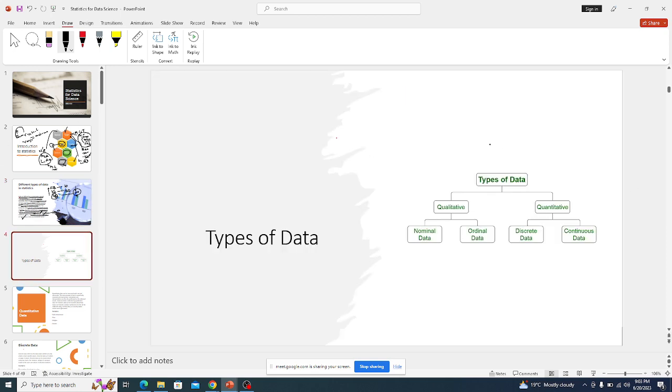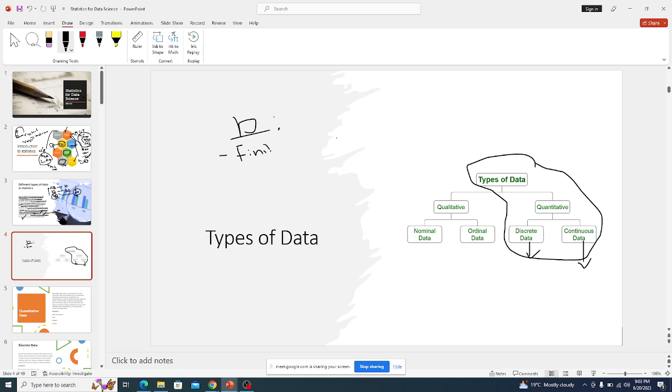So I'm going to start with quantitative data. As you can see, we have discrete data and we have continuous data. Jesse has defined well the difference. So under discrete data, we have finite data, meaning it is countable. And this cannot be in decimal. They are always whole numbers.